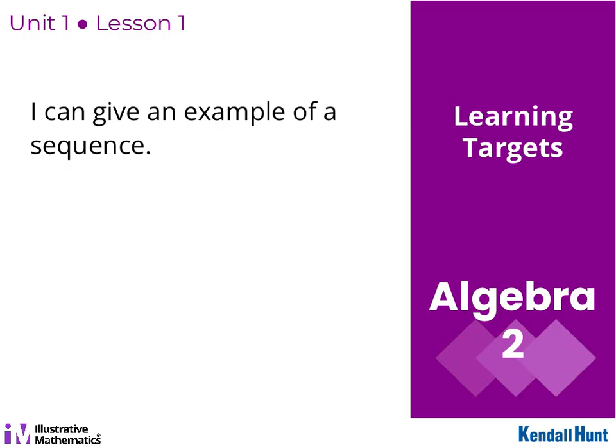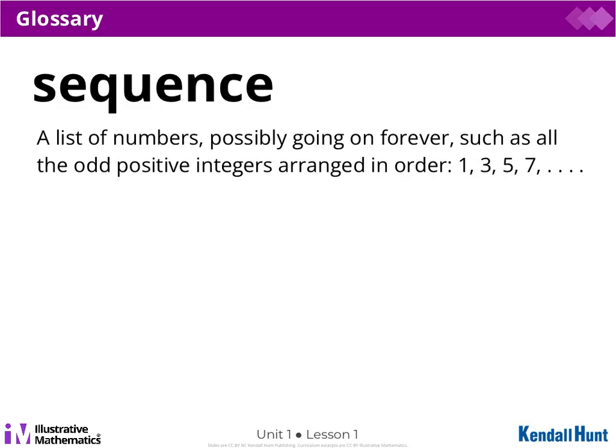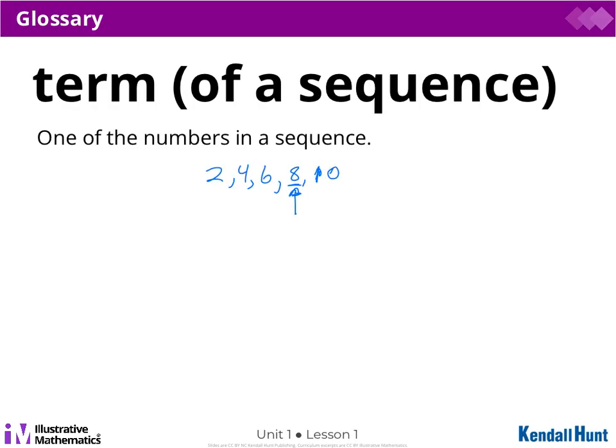All right, can you give an example of a sequence? That was our learning target today. The formal definition of a sequence is a list of numbers that follow some rule; basically it's just a list of numbers. A term of a sequence is one number in a sequence. So from my previous sequence, 2, 4, 6, 8, 10, 8 is a term of the sequence that follows the rule plus 2.